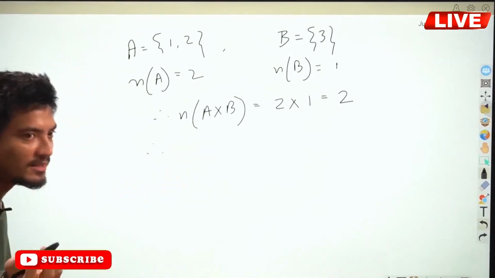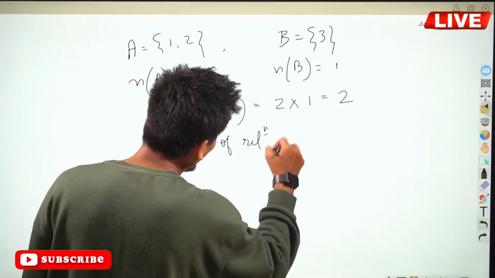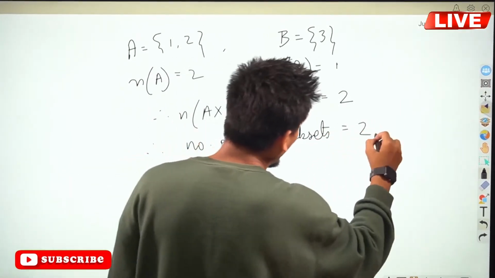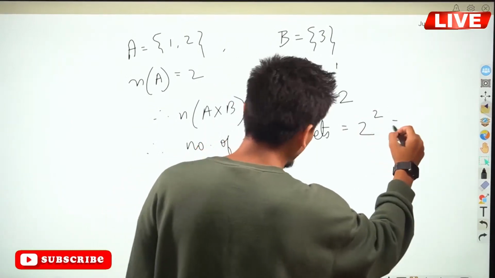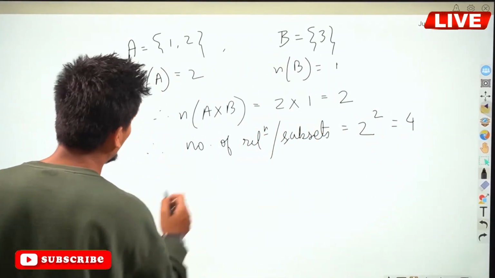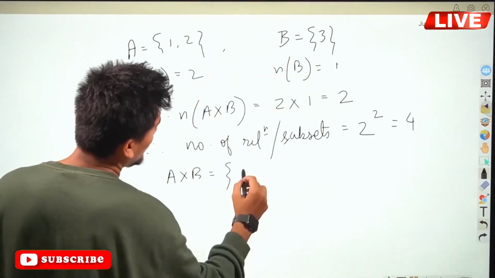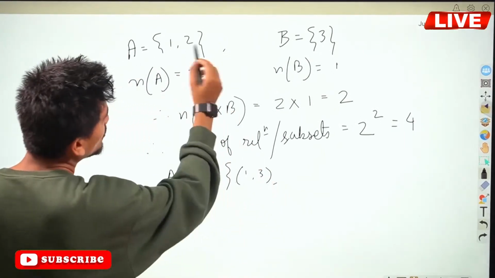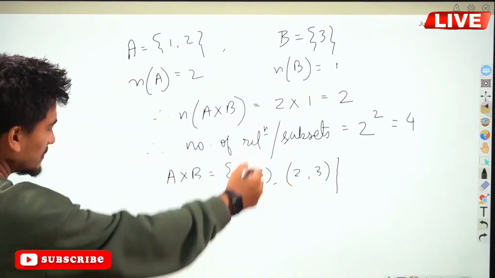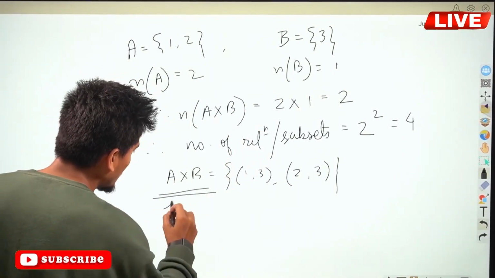So what is the number of relations? Therefore, the number of relations or subsets, how many subsets will there be? There will be 2 to the power PQ, that is 2 to the power 2, which is equal to 4, right? So how will we get it? Now see, A cross B means what? (1, 3) and (2, 3), right? So what will be the subsets of A cross B?